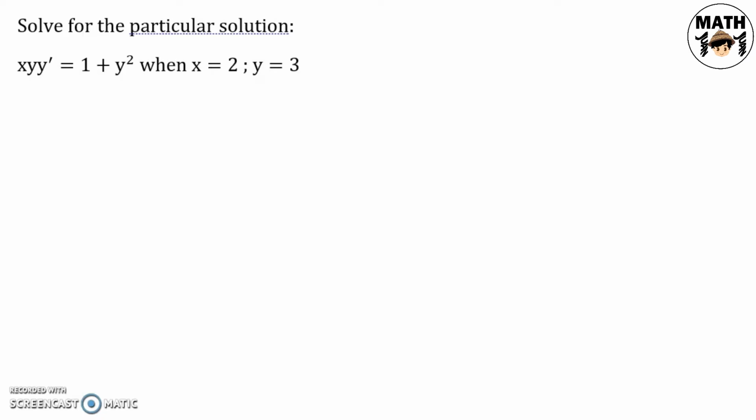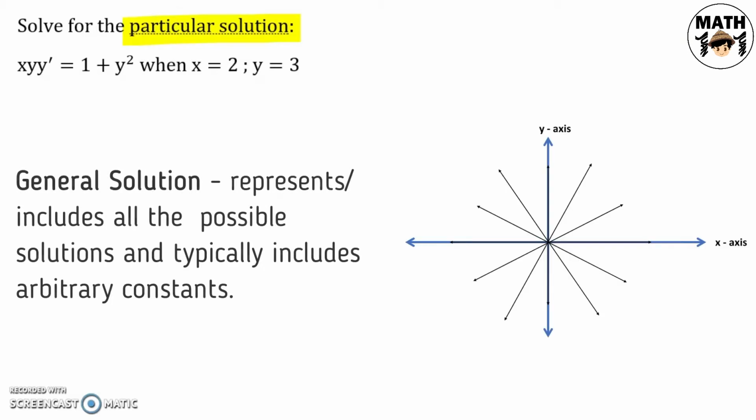Let us solve for the particular solution of this differential equation. Notice na yung hinahanap na for this problem is the particular solution. Ano ba yung difference niya sa general solution? Yung general solution, that represents all the solutions of the differential equation. Kung baga sa families of curve, nire-represent niya yung buong family. And yung answer natin doon, that involves the constant c.